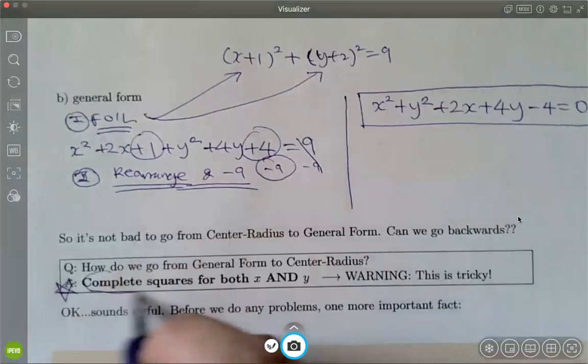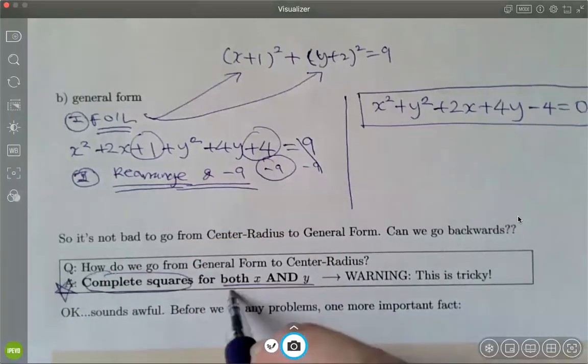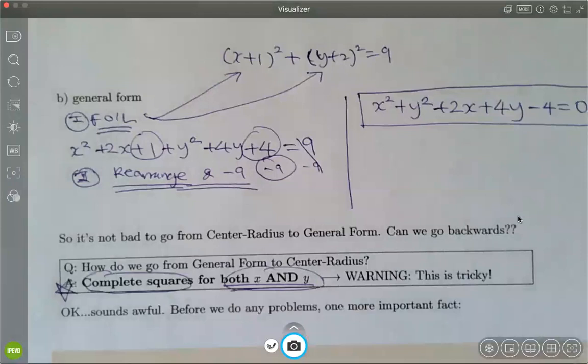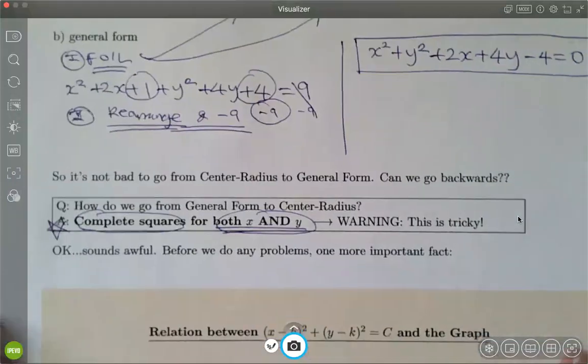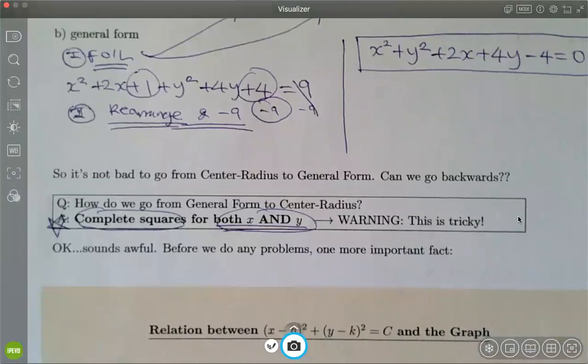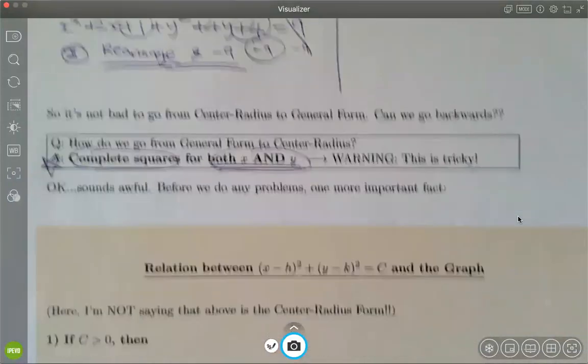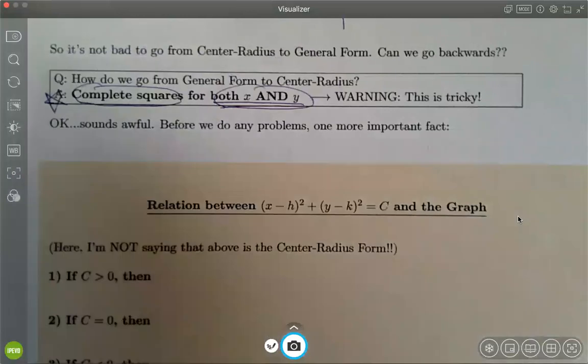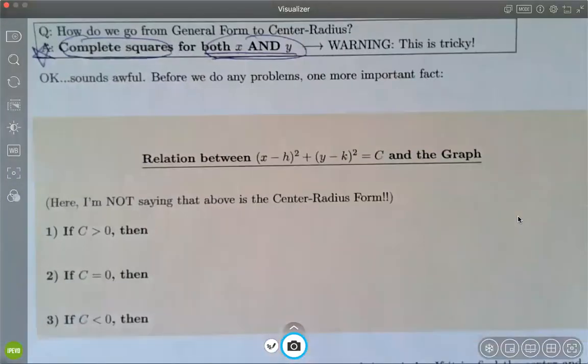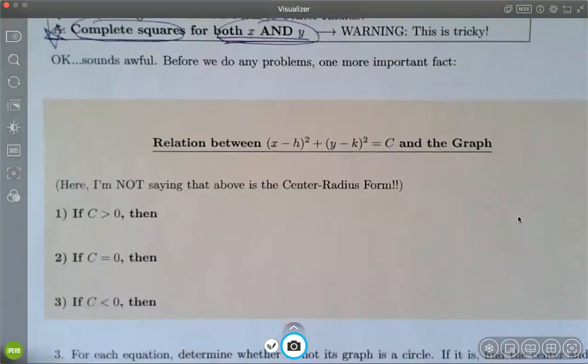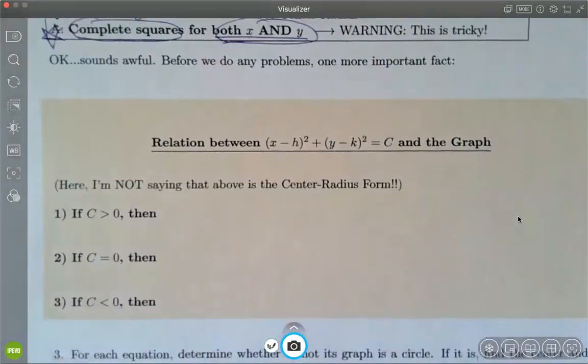Complete the squares for x and y. Have we seen this completing the squares before? Yeah, just yesterday, right? When we were solving quadratic equations. So before we do the next three problems, let's fill in the blank for this important fact. So the relationship between x minus h squared plus y minus k squared equals c.